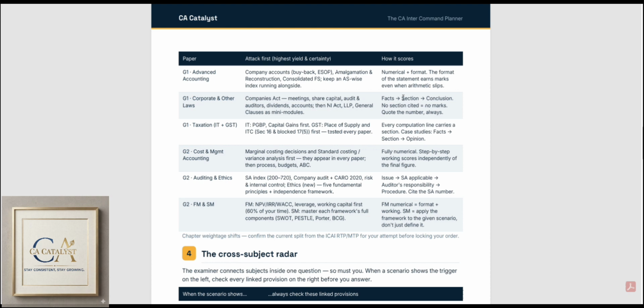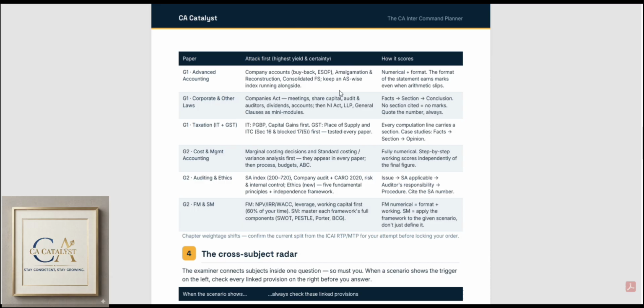The first attack that you have to do for Group 1 Advanced Accounting is company accounts, buyback, ESOPs, amalgamation and reconstruction, consolidated financial statements, and keep an accounting standard wise index. Keep with you the accounting standard index, as well as what provision has been told in the accounting standard, briefly in 1 to maximum 4 lines, or the important areas that need to be written, because that is the technical term that you need to write in your exam. If it is advanced accounting or auditing, you need to mention that.